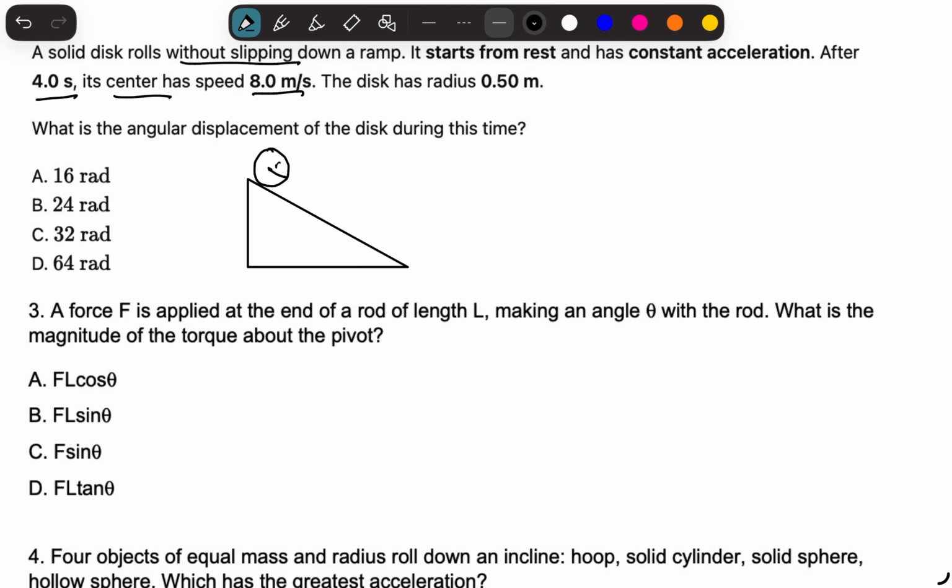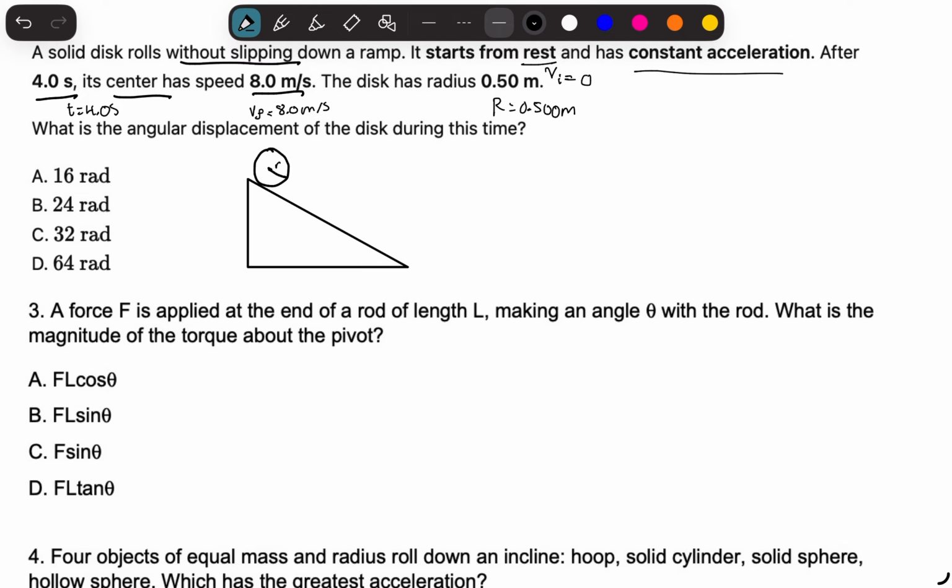So what do we have here? We have that it starts from rest, so the initial velocity is equal to 0. We also have the final linear speed, which is going to be equal to 8.0 meters per second. Our time is equal to 4.0 seconds, and our radius is equal to 0.5 meters.